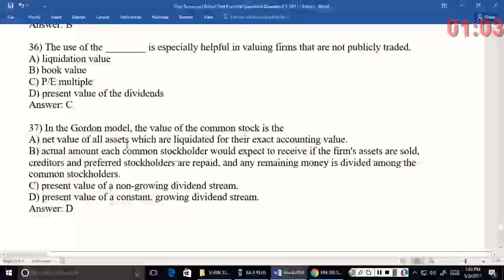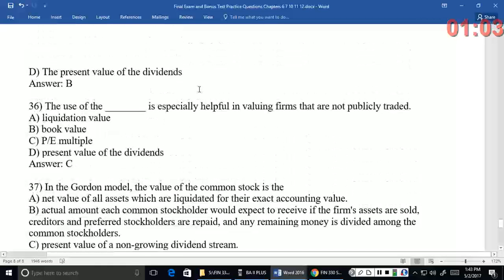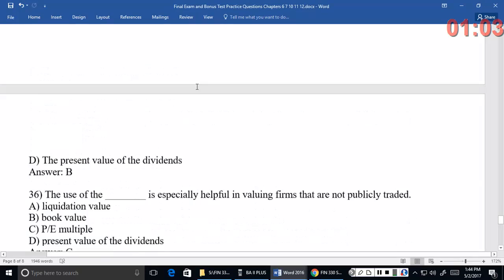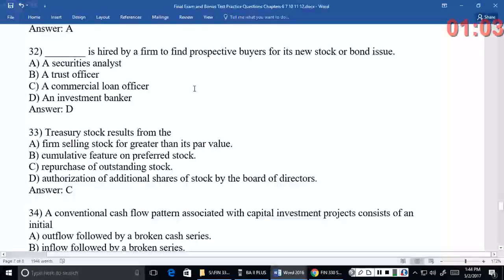And 36, PE multiple, 37, answer is D. Okay, so is everybody comfortable with these 37 questions? Let me give you a tip. I would probably take a look at these as you're preparing for the test, okay? You may see some of these again, but of course there's going to be other questions, but take a close look at these, know how to work all of these problems, know the answers to these.